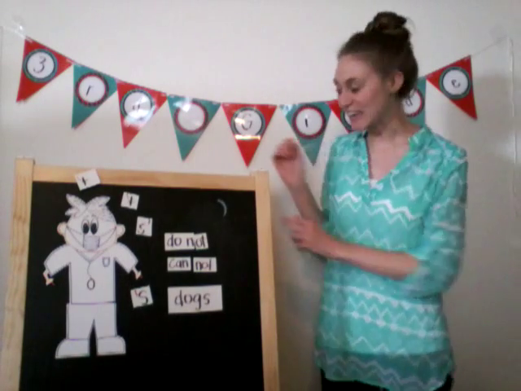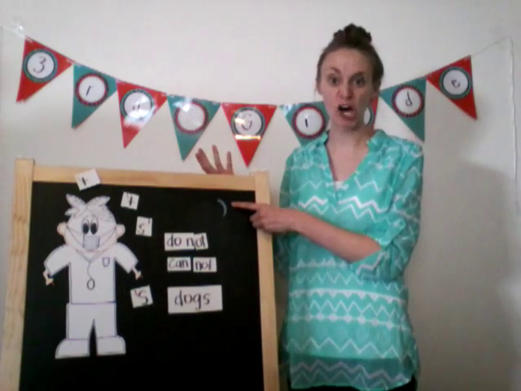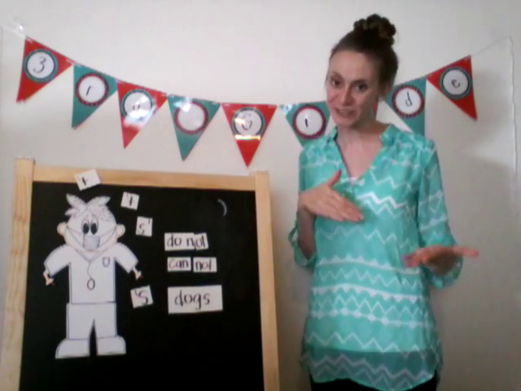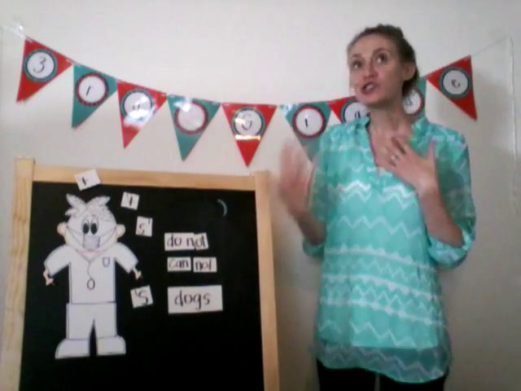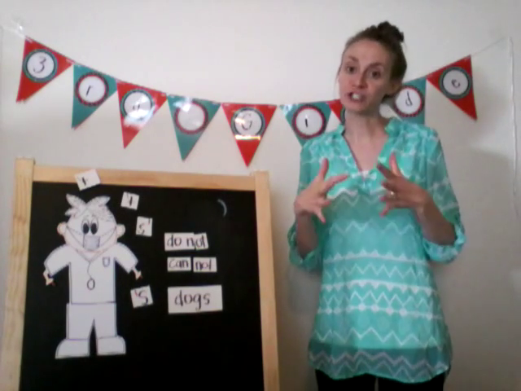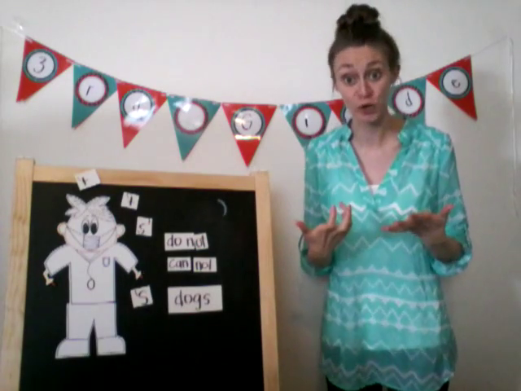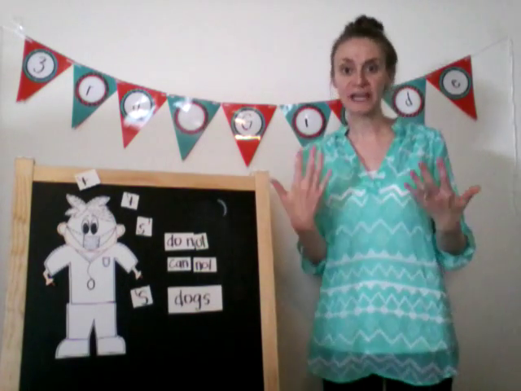Now an apostrophe looks like this. It kind of looks like a comma, but we're using it in a different place and we use it for different reasons. So, two main things that we use an apostrophe for are contractions and when we're showing possession over something. So first let's start with a contraction.